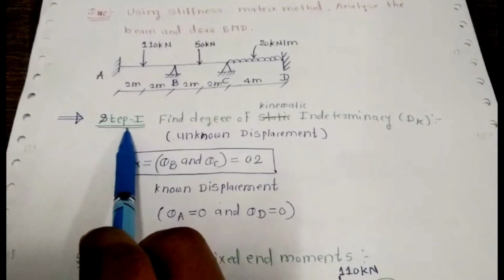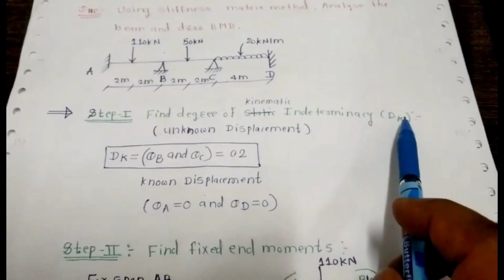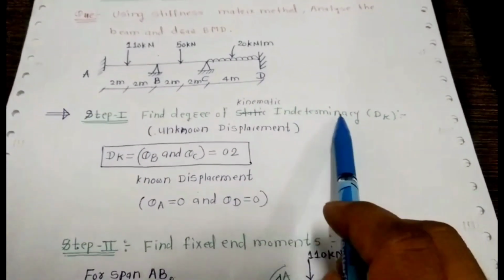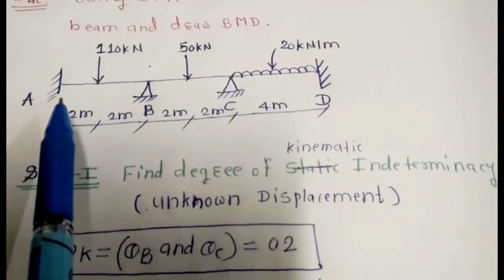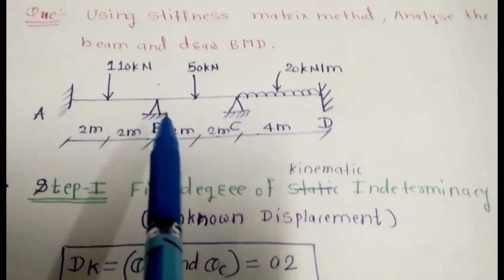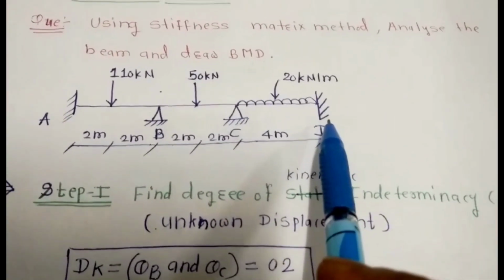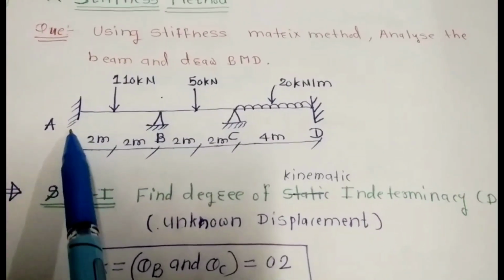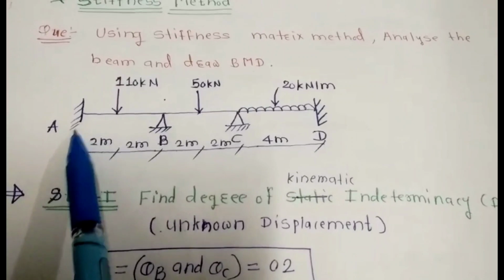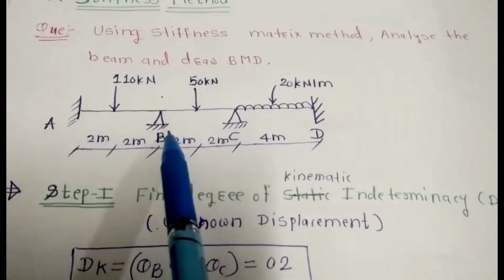Now the solution for this is, step number 1, we have to find the degree of kinematic indeterminacy, that is dk. So degree of kinematic indeterminacy means the unknown displacement. By observing this particular figure, you can see at point A there is a fixed support, at point B there is a hinge support, at C there is a hinge support, and at D there is a fixed support. So at point A the slope as well as deflection is 0, that is, vertical displacement is 0, as well as slope, that is theta A, is 0.